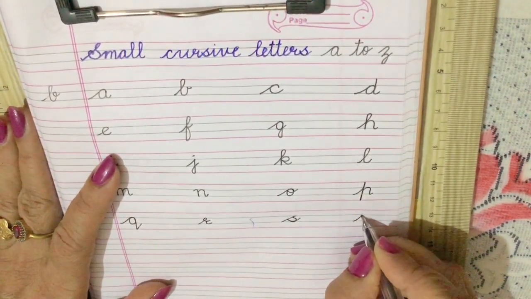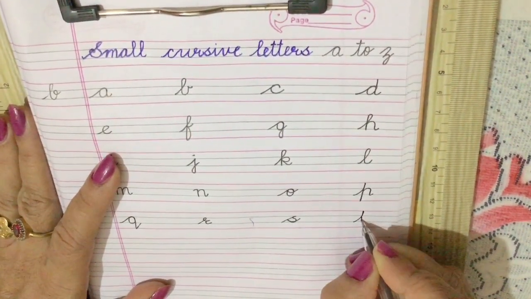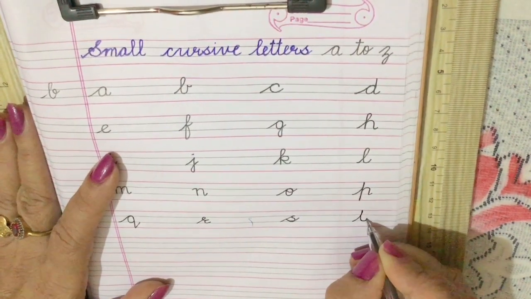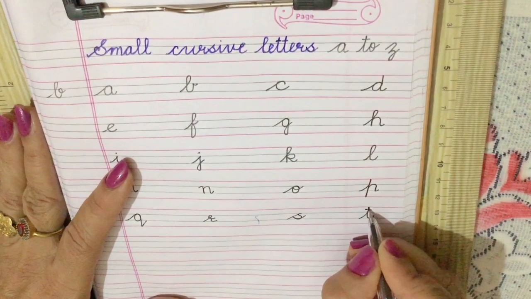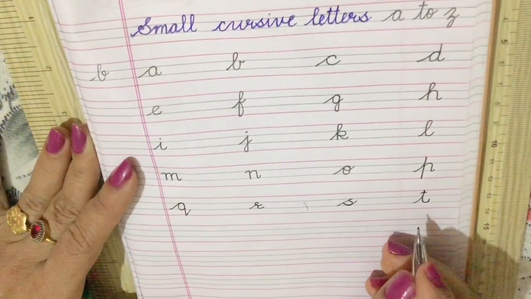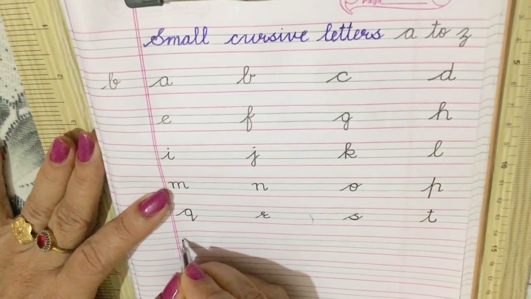Start from the third line, go up, touch the red line, now straight down, make a round curve as Dadaji ki chhadi, and now you will make a sleeping line. This is letter T. Now after letter T, we will make letter U.